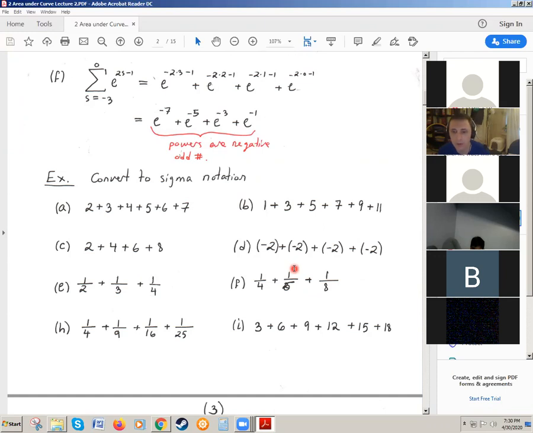Right, -2 is what? So we are adding -2 to itself 4 times. Describe this procedure with the sigma notation. So -2 is going to be on top? No. No? Well, it depends. You can make -2 on the top.